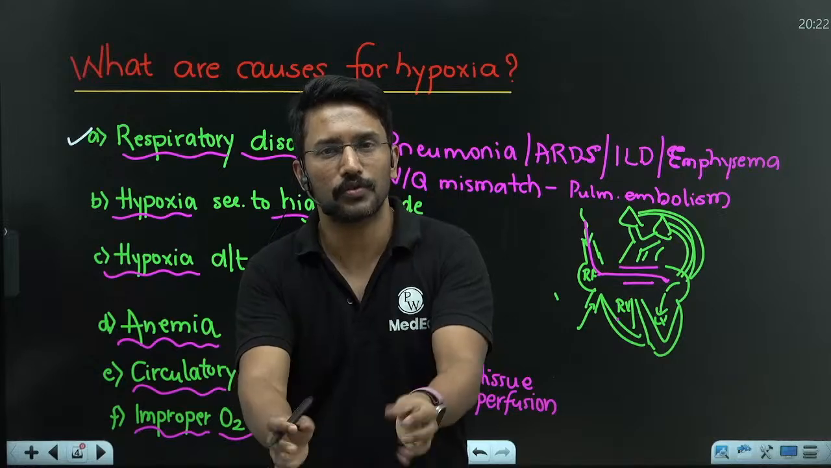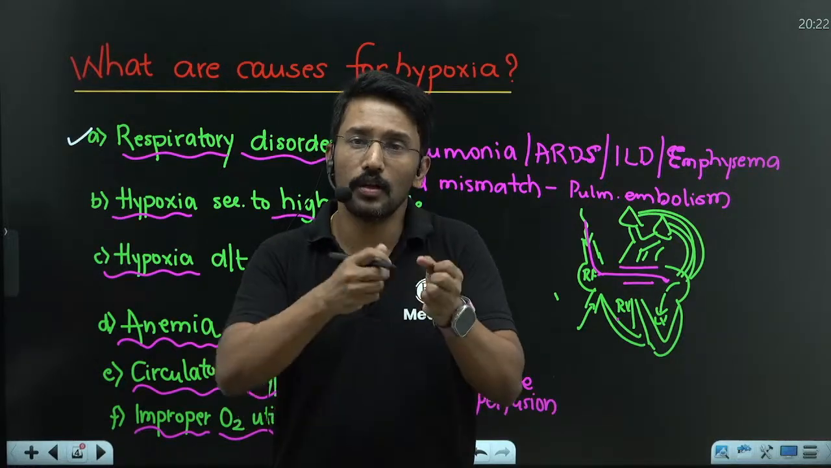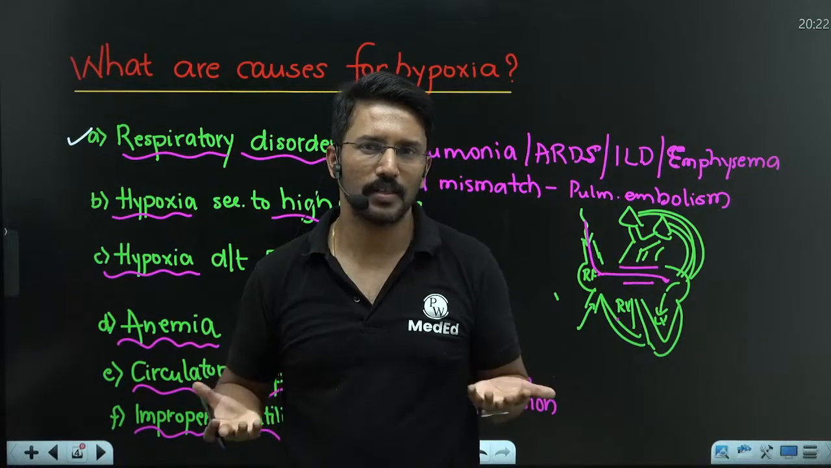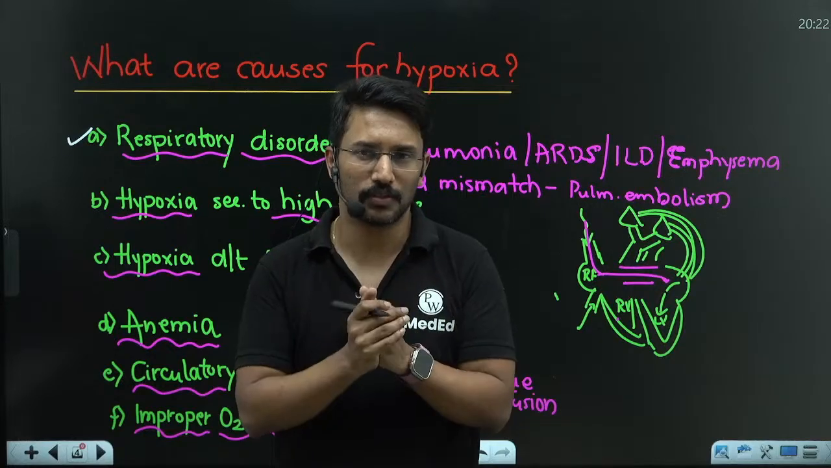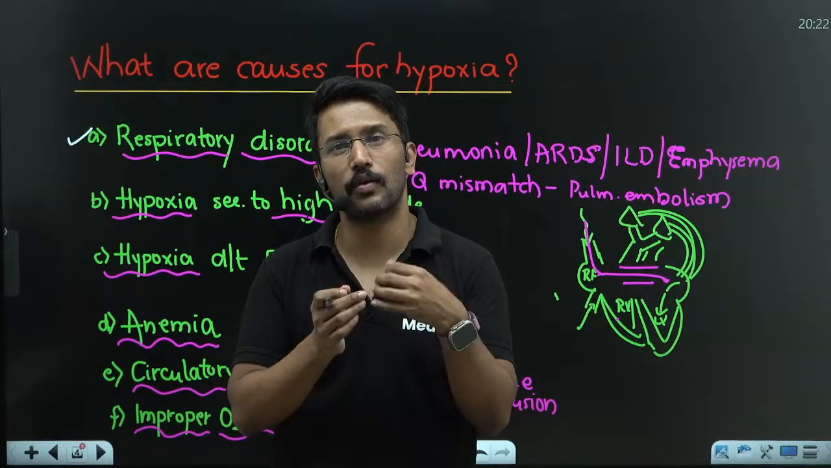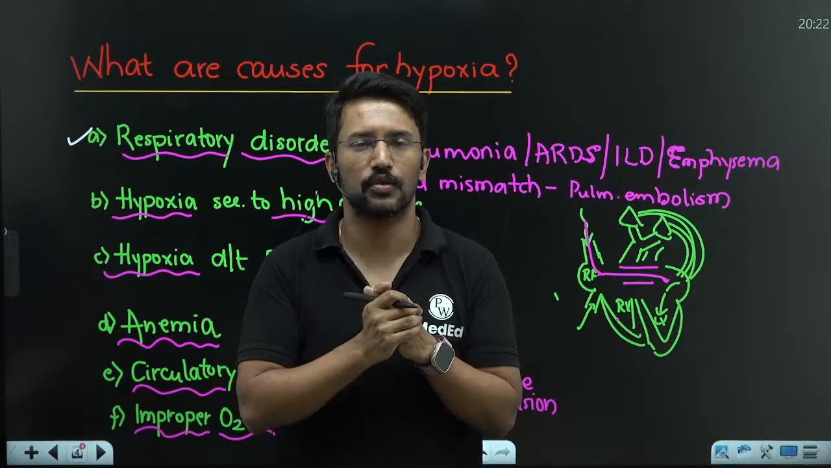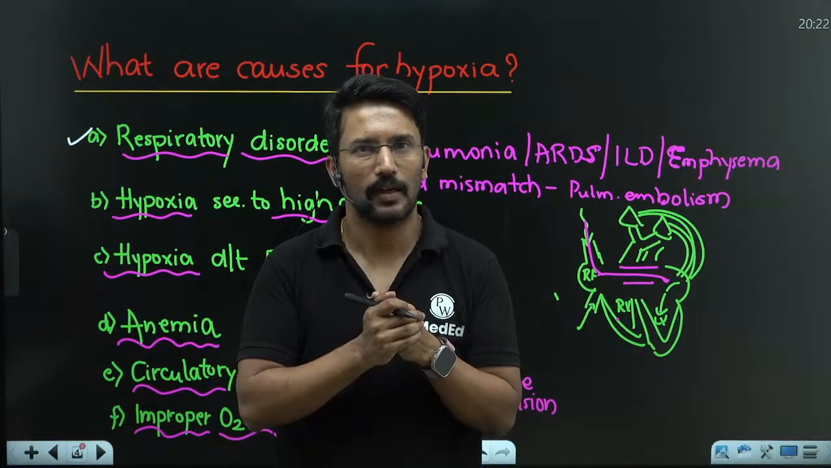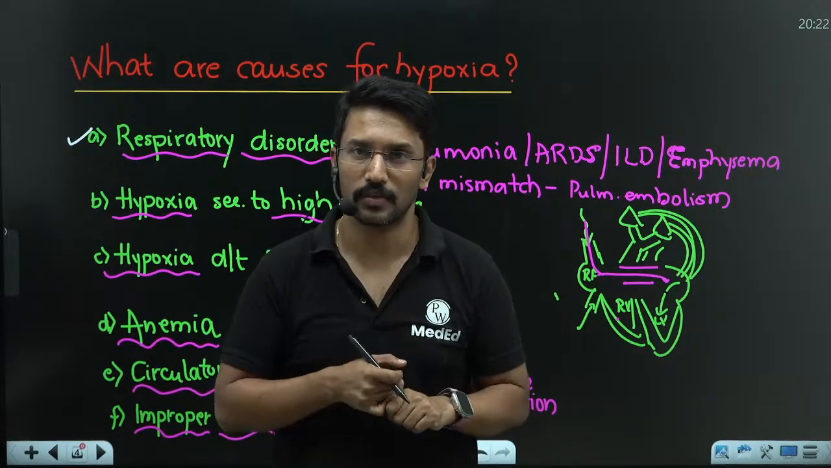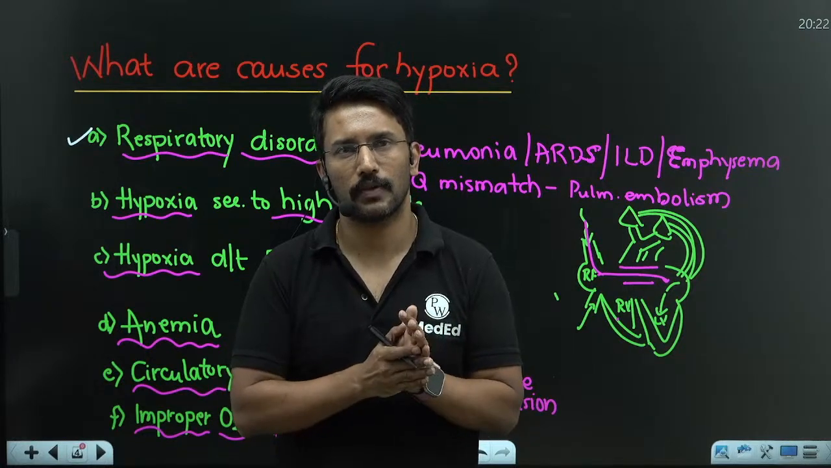Now I give this oxygen to tissues, but tissues are not able to use it. What is the end result? Tissues are deprived of oxygen. In what circumstances will tissues not be able to use oxygen despite giving a good amount of oxygen to the tissues? That is what we call histotoxic hypoxia. Any example where?